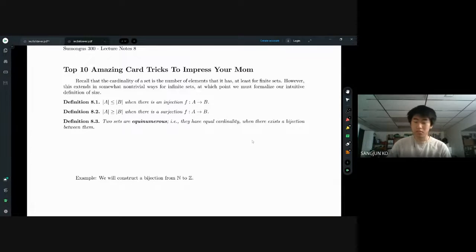And cardinality relies on functions, relies very heavily on the material we covered last lecture. And I also think that this material is probably the hardest material in 300 other than the last lecture. Like I guess what I'm trying to say is it's the hardest material you're going to see so far.